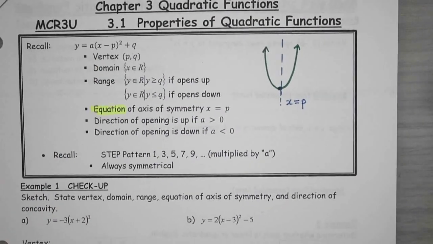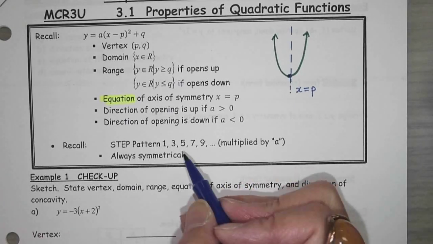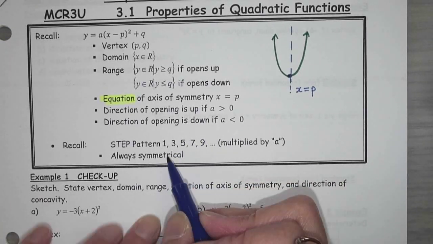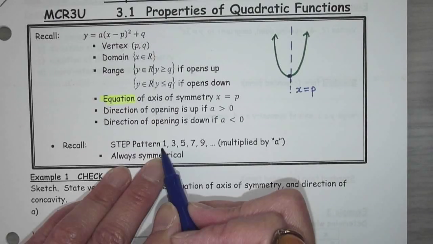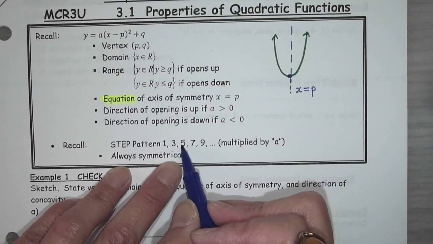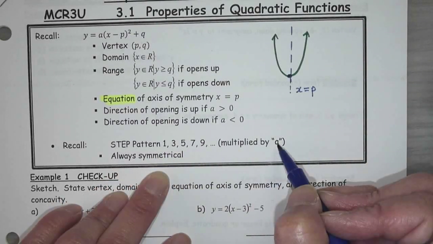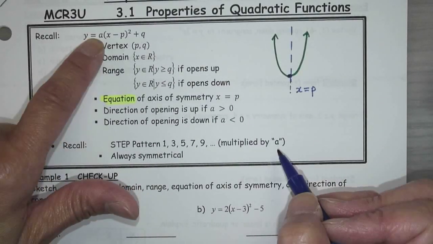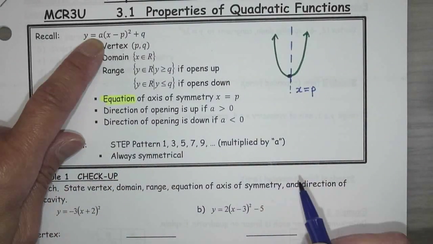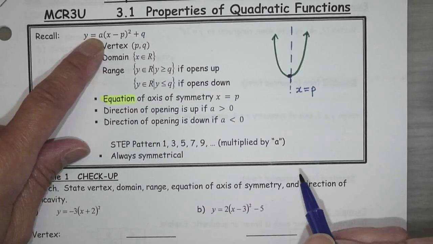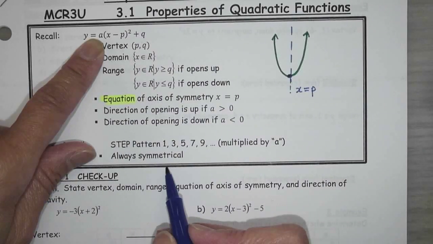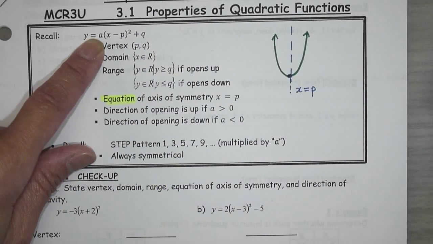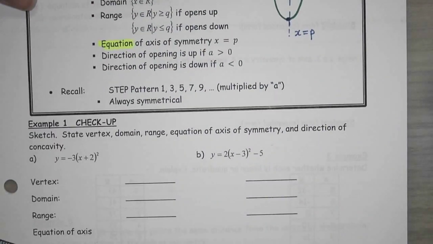The step pattern, again, I'm not sure if you learned the step pattern, but I like to do the step pattern because it's faster. It was always over 1, up 1, over 1, up 3, up 5, up 7, etc. And it's multiplied by A, which is whatever the number is in front. I'll go over that when we graph it. In the example below, it should always be symmetrical. If it's not symmetrical, then something's wrong. So that's what we need to remember.